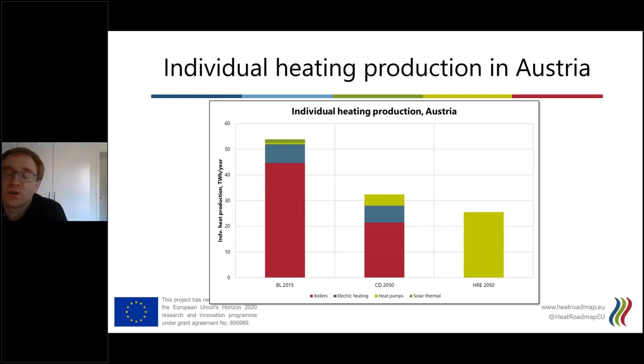Here you see the individual heating production in Austria. And again, you can see the three scenarios. You can see here in Heat Roadmap Europe, we suggest going to a lot of heat pumps. Basically going as much as possible to heat pumps. And of course, again, the reason is the same as before. We want to utilize the energy as efficiently as possible. But we also want to have this coupling between energy sectors, which could benefit quite a lot, not just the heating sector, but actually the overall energy system as such. Next slide, please.